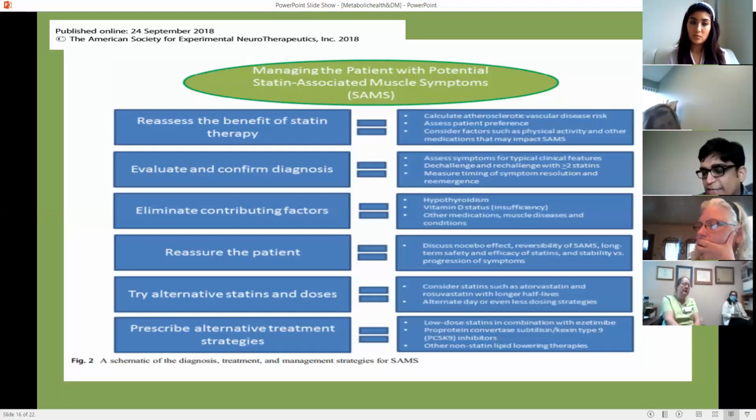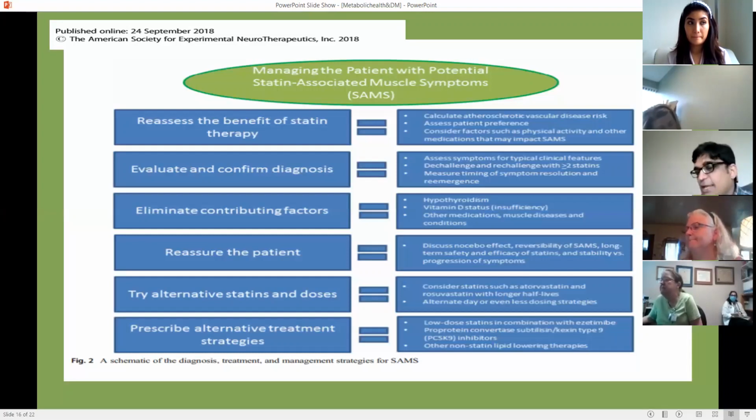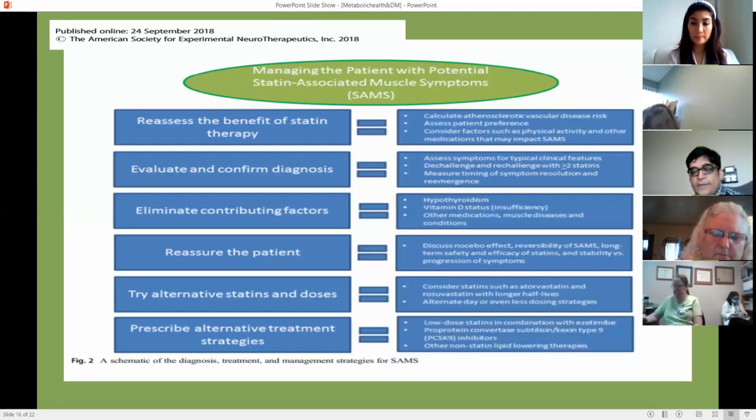So we need to at least challenge them 3 times with different statins before we can classify this as a statin failure or intolerant to statin. And even if they are intolerant to statin, the new agents, the PCSK9 inhibitors, which are injectables, especially if they have risk factors, can be prescribed to these patients. Next slide.